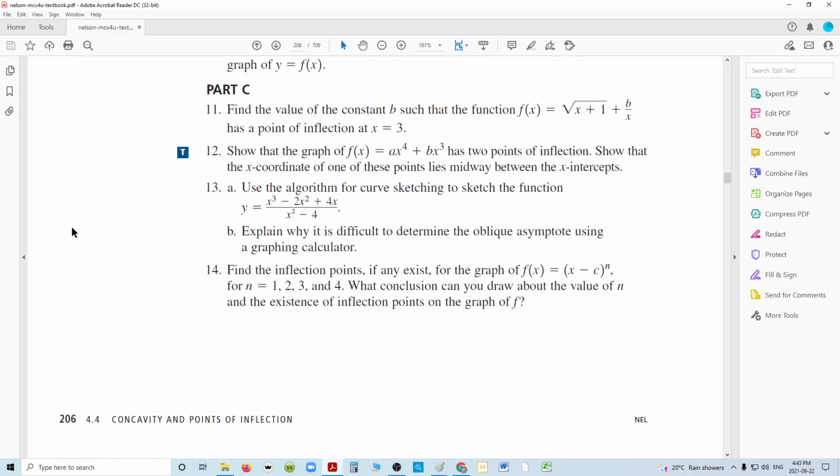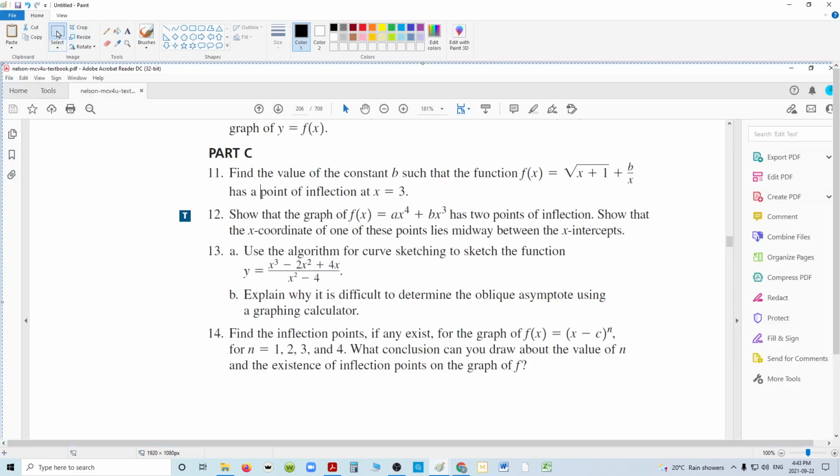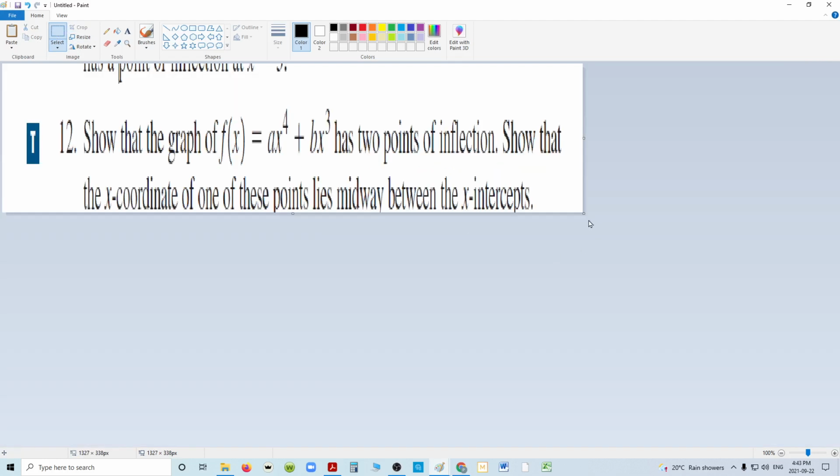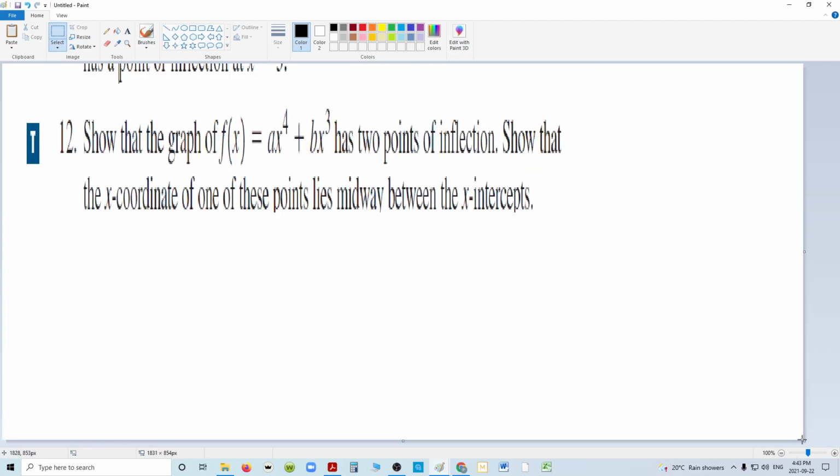I don't know if I'll be able to do 12, but I will give it my all, and by that I mean barely try. Okay, let's see. Show that this has 2 points of inflection, or prove that it has 2 points of inflection. And that means that the double derivative would have to equal 0, and I'd have to have 2 solutions. But I also have to show that the x-coordinate of one of these points lies midway between the x-intercepts, which means I should be able to discover the x-intercepts.